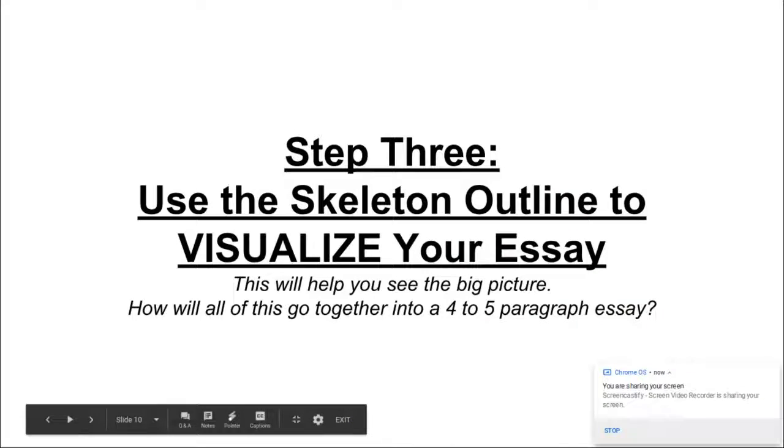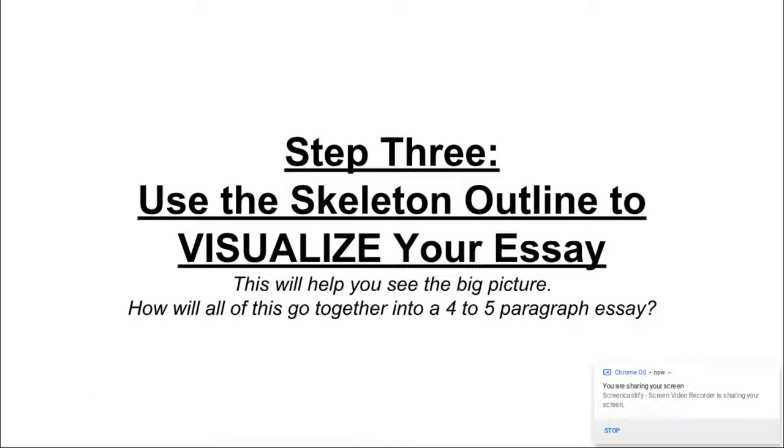Okay, so after that, I've gone through, I've found my top 3 quotes. The next step is to use the skeleton outline to visualize your essay. You have all of this information, all of these annotations in this research packet. And like you saw, mine is really messy. The whole goal of the outline is to have a nice big picture for what your entire essay is going to be about. So, how are you going to put it all together into a 4 to 5 paragraph essay?